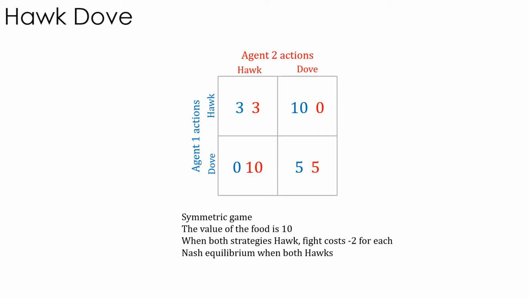On the other hand, when both agents are doves, they peacefully divide up the food so that each's payoff is 5. There is no fighting, so no penalty incurred. At Nash equilibrium, both agents are hawks. Unilaterally deviating from hawk to dove would result in a payoff drop from 3 to 0, for agent 2 or for agent 1.